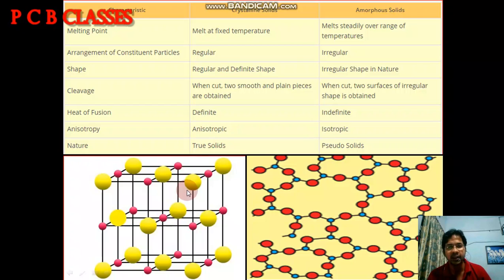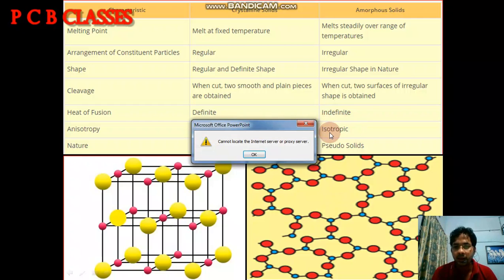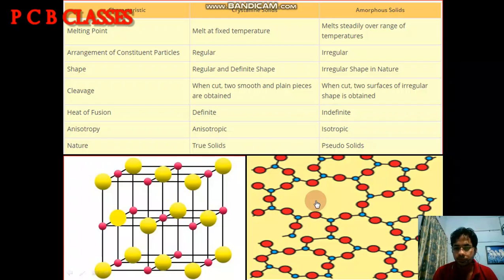Okay, so one-liner definition: in crystalline solids we get different physical character at a different angle, hence crystalline solids are anisotropic, while in amorphous solids we get the same value at different angles, that is why they are isotropic.